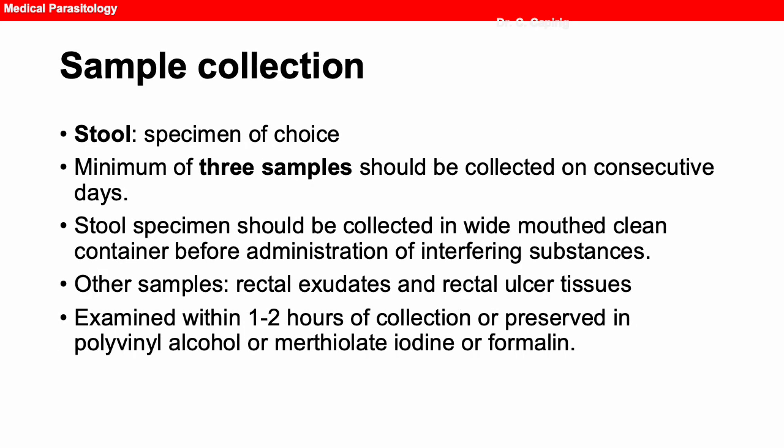The specimen of choice for sample collection is the stool. A minimum of 3 samples should be collected on consecutive days. Stool specimens should be collected in a wide-mouth clean container before administration of interfering substances. Other samples would include rectal exudates or rectal ulcer tissue if you perform colonoscopy on the patient. They should be examined within 1 to 2 hours of collection or preserved in polyvinyl alcohol, methylate iodine, or formalin.